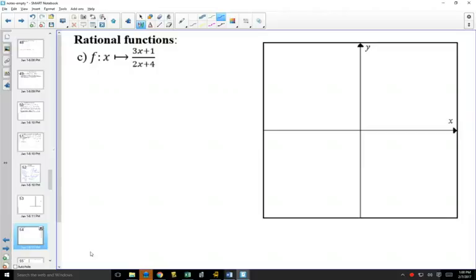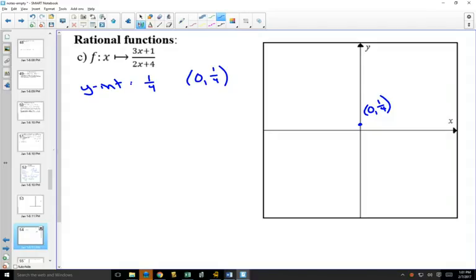Okay. Starting with x-intercepts and y-intercepts. It's easier to do the y-intercept first. The y-intercept is when x is 0. Can you see that when you plug in x is 0, you are going to get 1/4. So we have the point (0, 1/4).